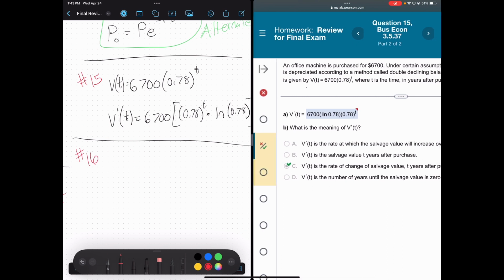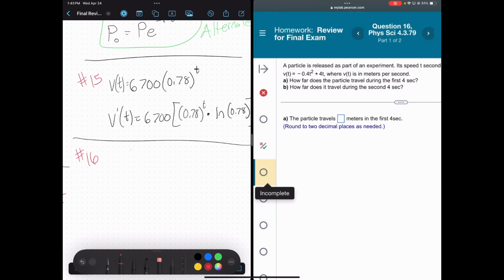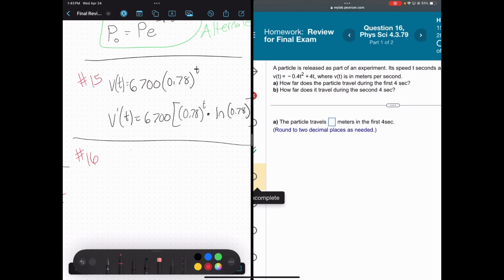Number 17. So these are all still chapter 3 questions, because we're still working with exponential functions. Here's a chapter 4 question. Chapter 4 is when we got into antiderivatives, right? Integrals and antiderivatives. So let's see how this relates.